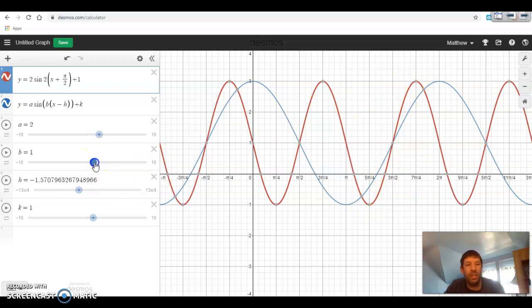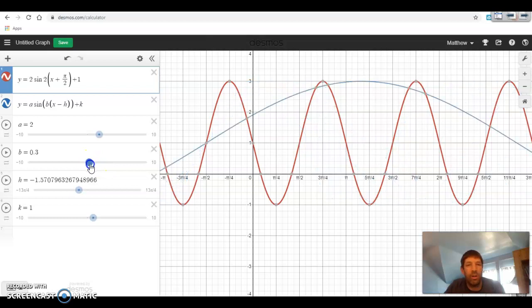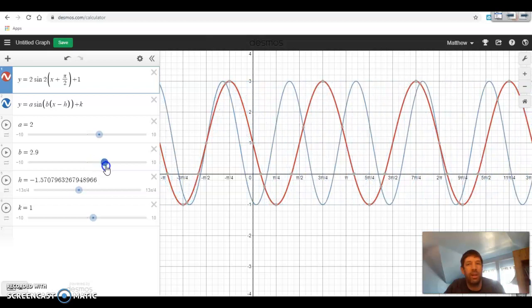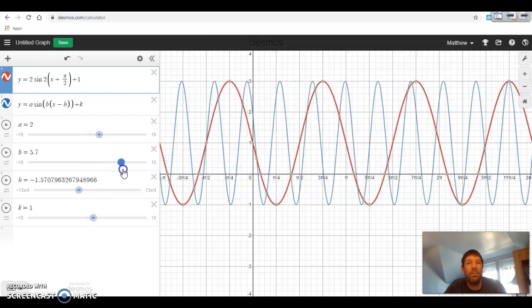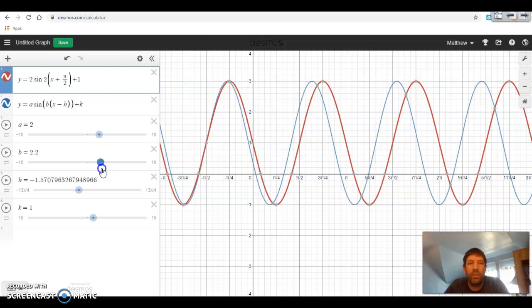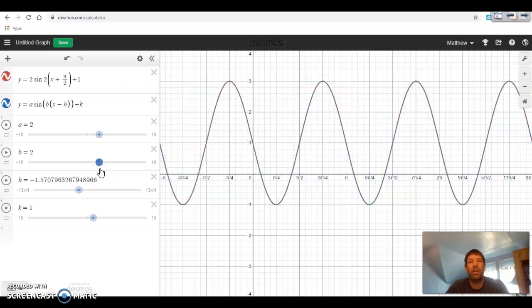And you can see as I change this b value what happens. If I make it smaller, it spreads it out more. If I make it bigger, now it comes closer together. And we said we needed that b value to be at 2. So let's bring that b value back to 2, and sure enough, they overlap.